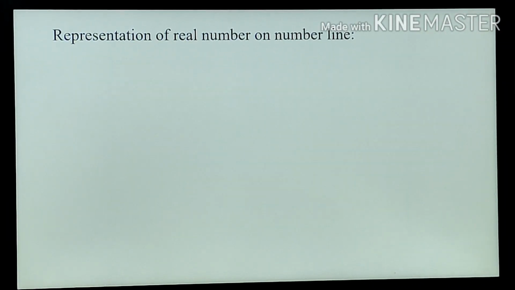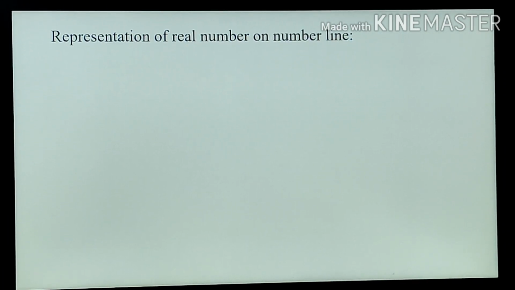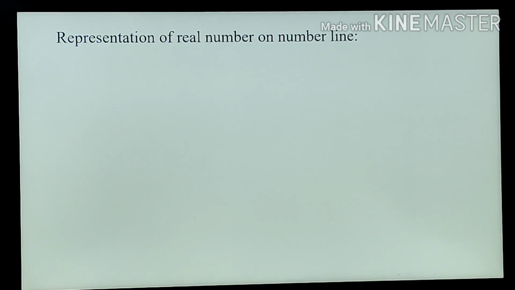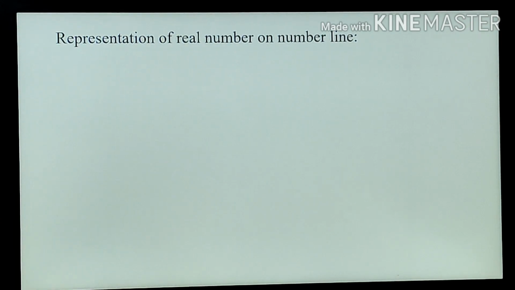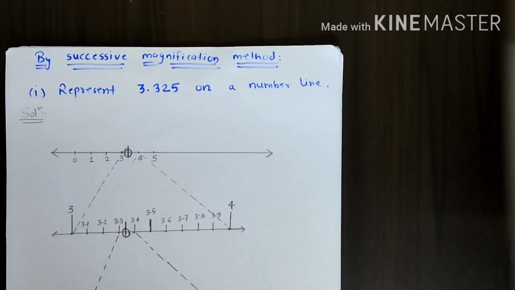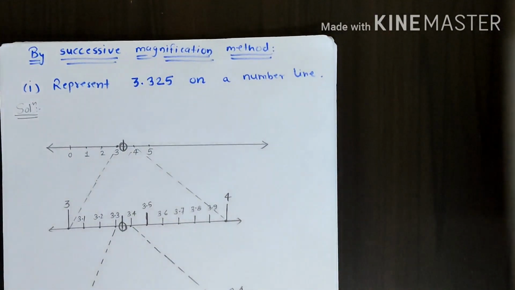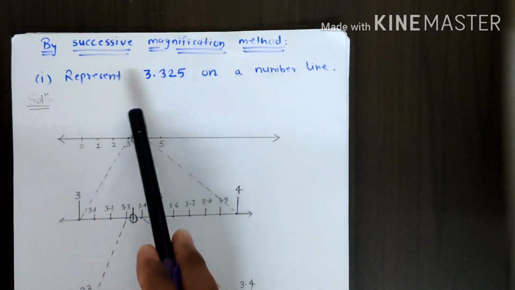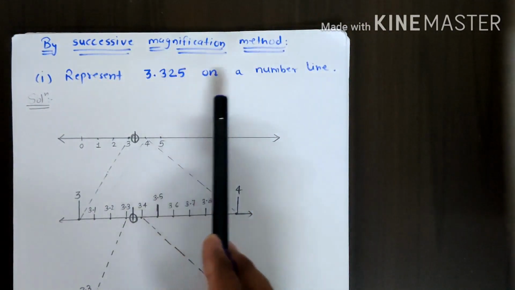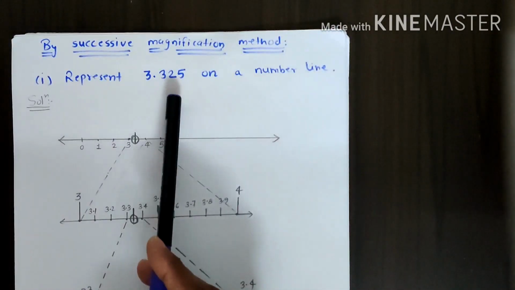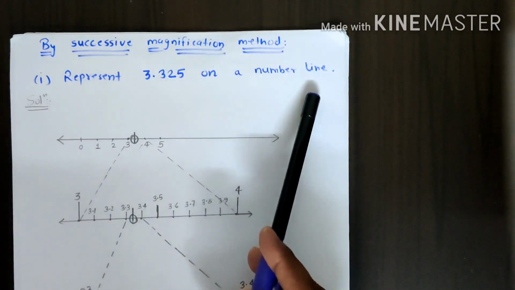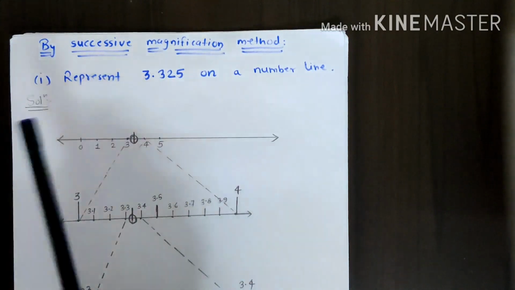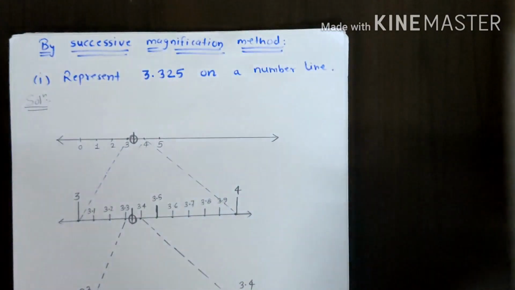And now we will learn about representing real numbers on the number line, a new method to represent real numbers on the number line. So students, now we will learn how to represent real numbers. Among those real numbers, how to represent terminating decimal numbers on the number line. So this 3.325 is a terminating decimal number as it ends after a few digits. So 3.325 is in between 3 and 4.